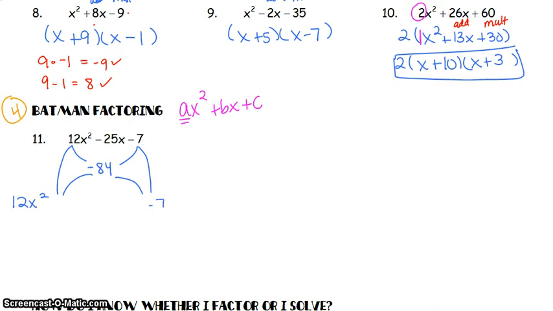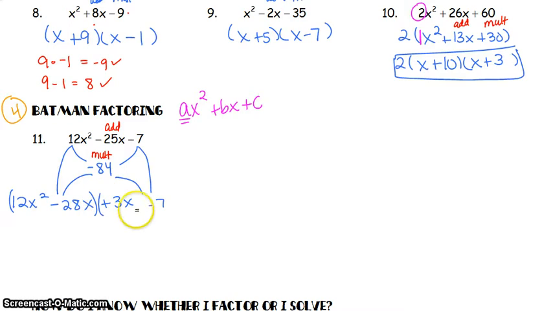Alright, so what we're going to do here, we're going to break down this 84. What we want are two numbers that are going to multiply to the negative 84 and add to the negative 25x. So we're looking for these numbers here, and those numbers happen to be a negative 28x and a positive 3x. So negative 28 times 3 multiplies to a negative 84. Negative 28 plus 3 is a negative 25.